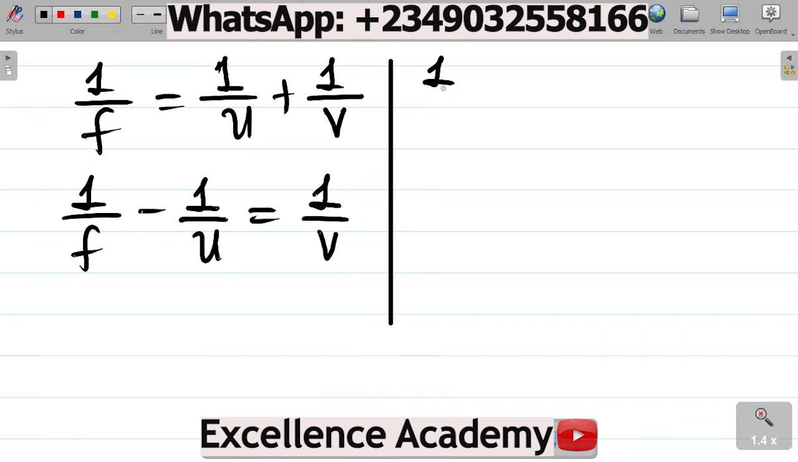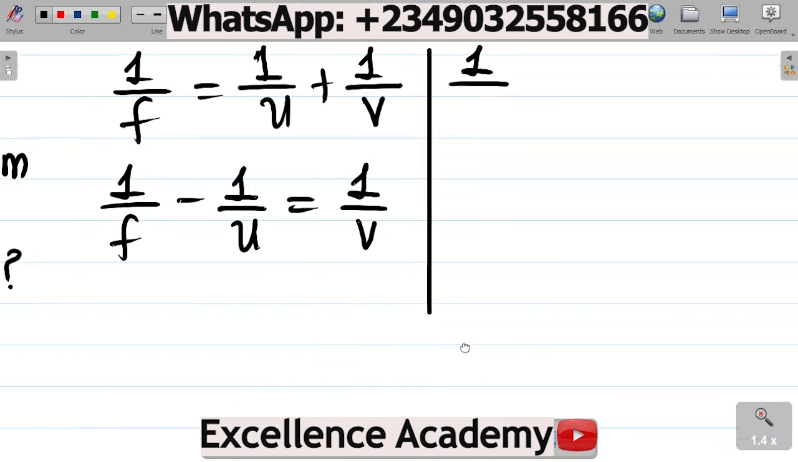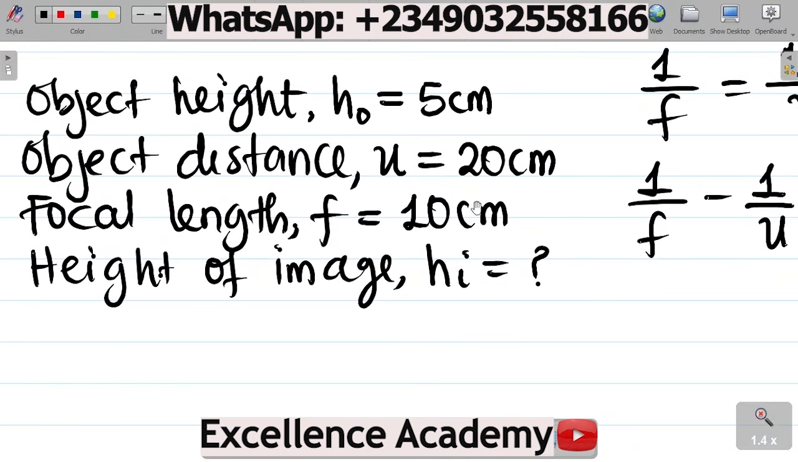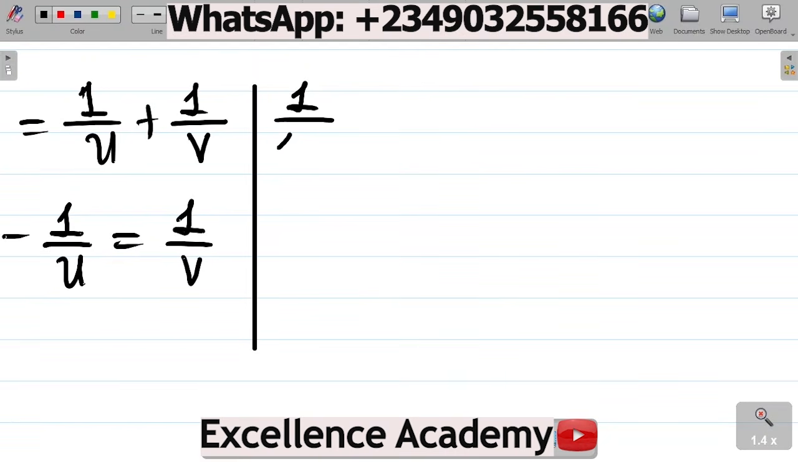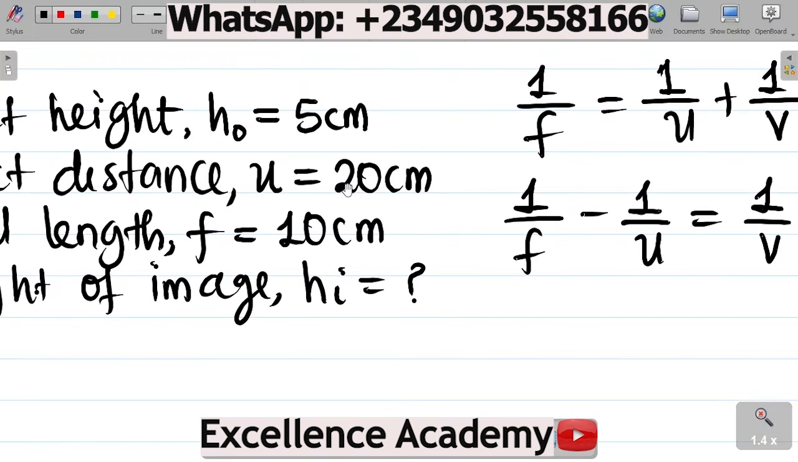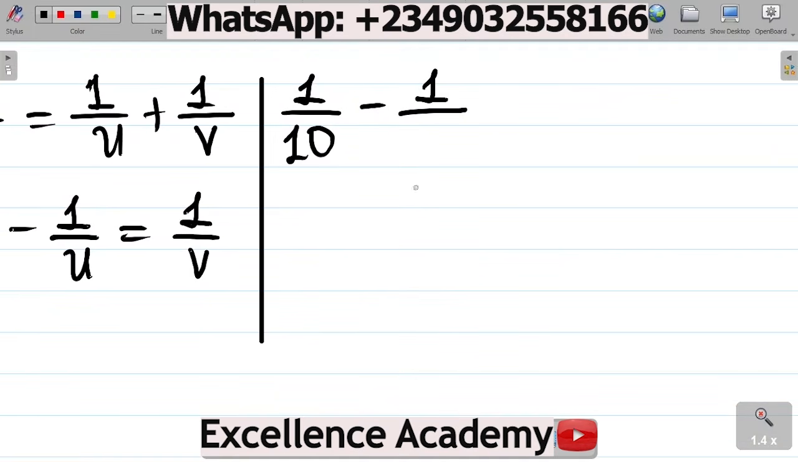This becomes 1 over f. Let's get the value of f. 1 over the focal length is 10 cm. All right. When working with optics, we leave the units as 10 cm or in centimeters. You don't have to convert to meters. 1 over f becomes 1 over 10. So 1 all over 10. This minus 1 over u. The value of u is 20 cm, so minus 1 over 20 is equal to 1 over v.